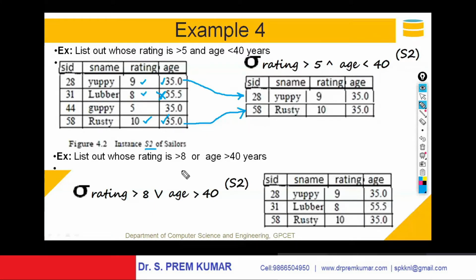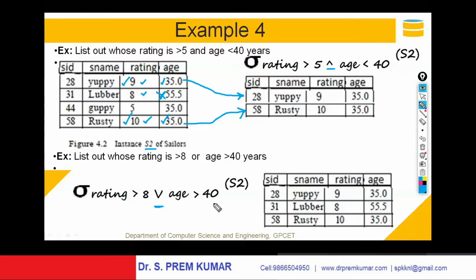Similarly, you observe here, list out rating greater than 8 or age greater than 40. Here we used the AND operator. Now here we are using the OR operator. With OR, if any one condition is true, we can accept. Rating greater than 8 or age greater than 40, either this or that. The first one is satisfying rating greater than 8. Second not satisfied, third not satisfied, fourth is satisfying. So 9 and 10 are satisfying the rating criteria.